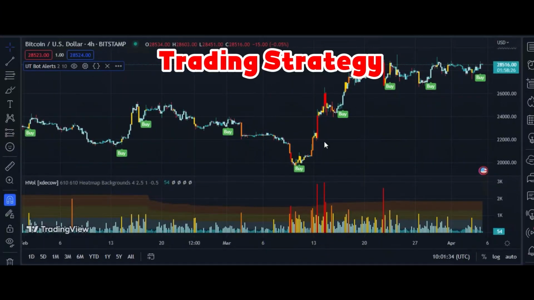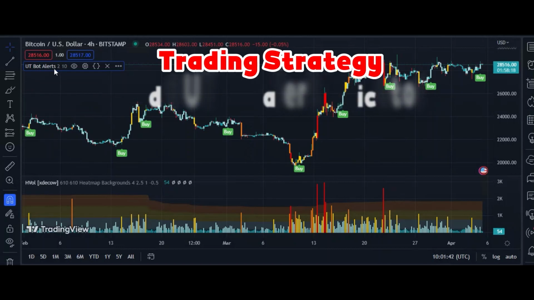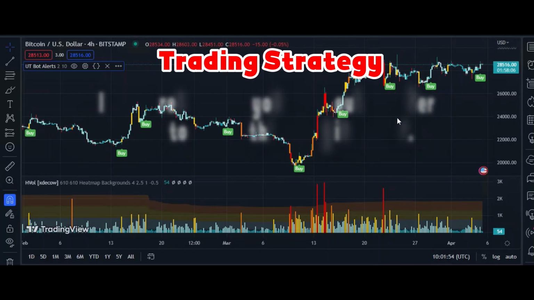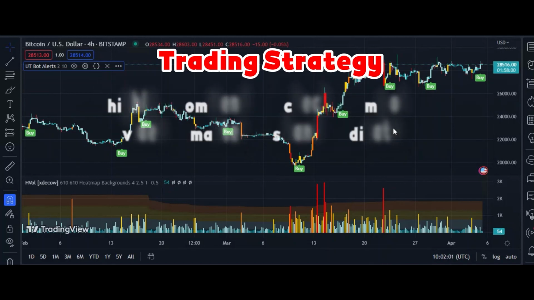Now let's check it in a trading strategy. Here I added a UT bot indicator. Now you can see some buy and sell signals that are supposed to be the best points to enter the trade. I set up my UT bot indicator to get accurate signals. If you don't know how to set it up, I highly recommend you check out my other video to master this handy indicator.